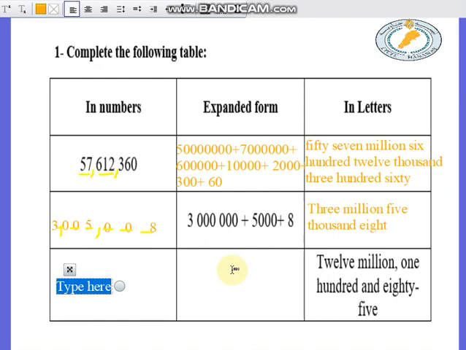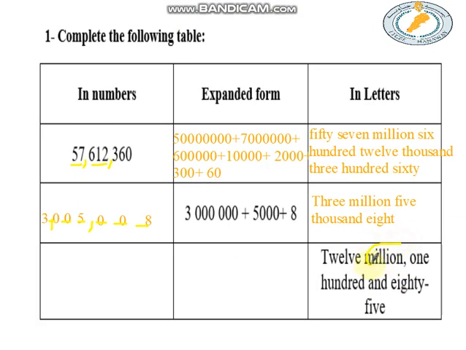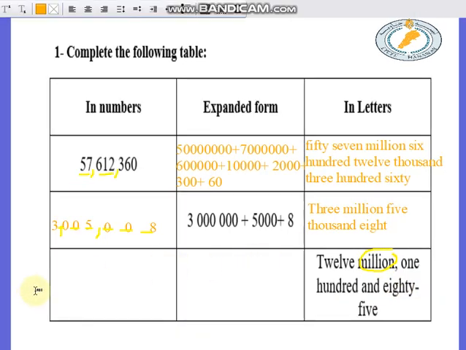In this one, I have to circle 2 words, which are million and thousand. I circled million. Where is thousand? There is no thousand. So I have to know that in the thousand class, I'm going to put zeros because there is no thousand. So I will write 12 million, nothing in the thousand class. So I will put zeros. And what do I have in the simple class? I have 185.